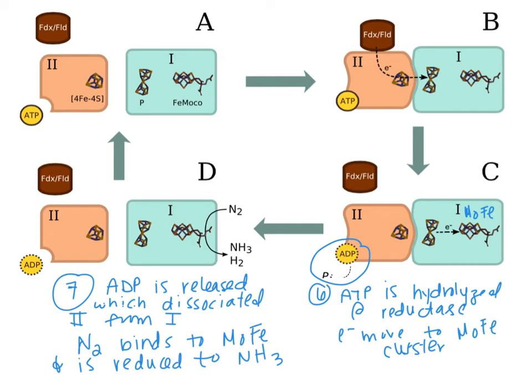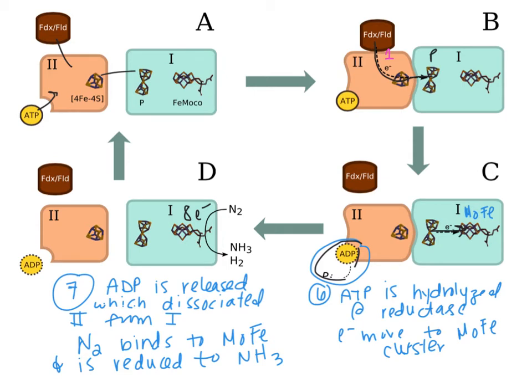Okay, so ATP binds, all 3 of these pieces come together, and electrons move through to the P cluster. ATP is hydrolyzed to ADP and Pi. Electrons move to molybdenum. Now, in order to get N2 reduced to NH3, you need 8 electrons here. We can only move 1 electron at a time.